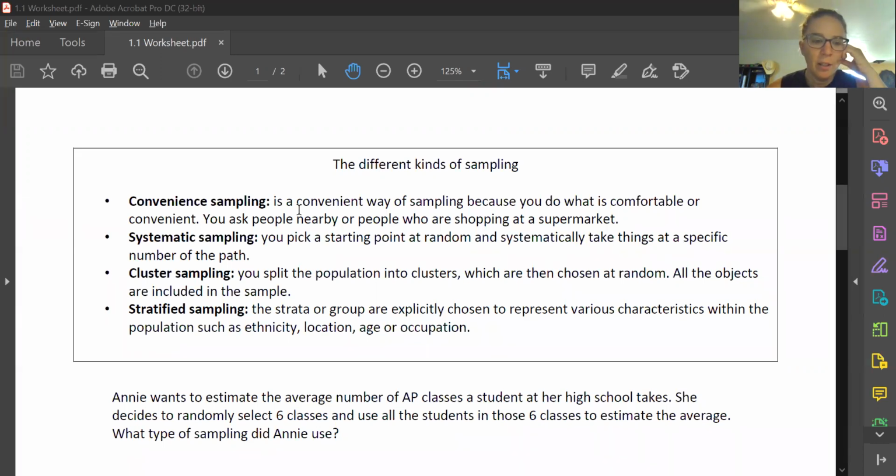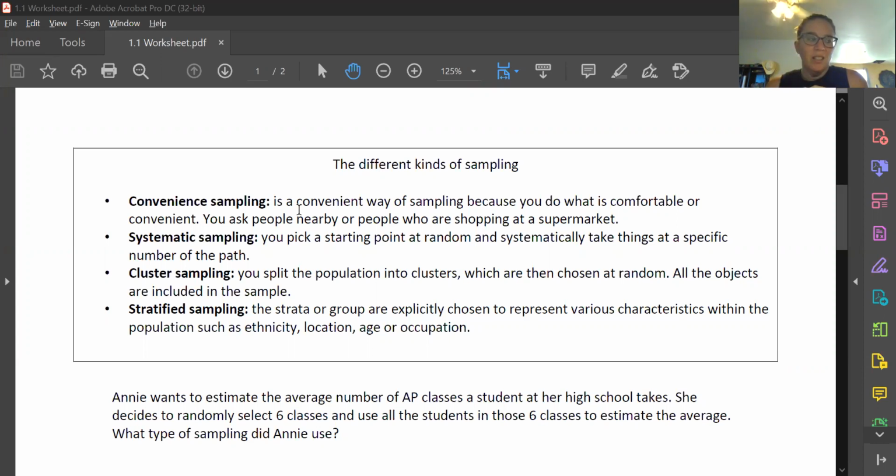Okay, the next two, cluster and stratified, are similar, but not the same. So cluster, it says you split the population into clusters, which are then chosen at random. All the objects are included. So think about classrooms. You have 5 classrooms in a row. All the classrooms are full of people. You pick one of the classrooms and ask everyone in that class what your question is. So they're in clusters. We can choose, or they could self-select the clusters, and then we ask everyone in that cluster.